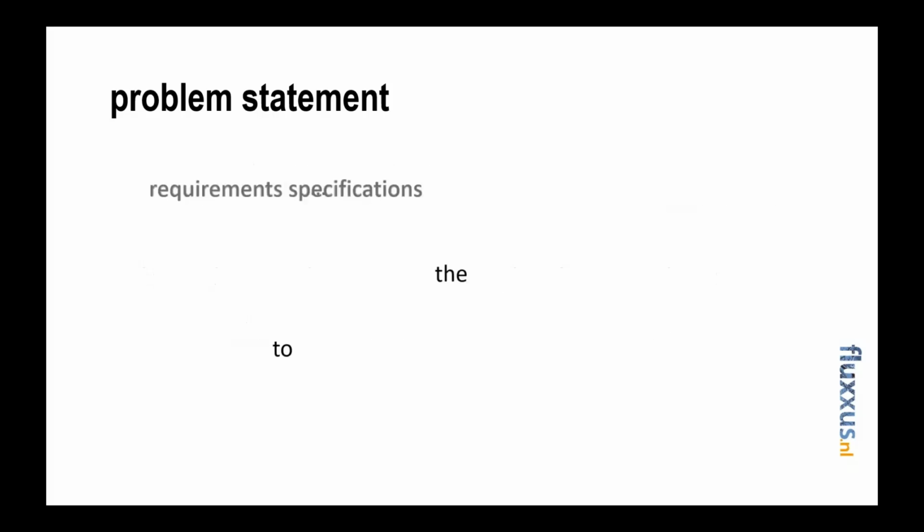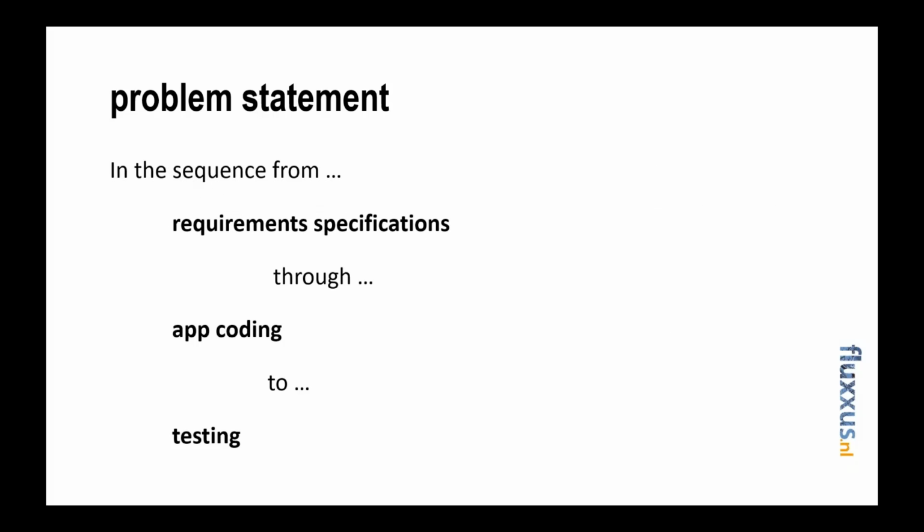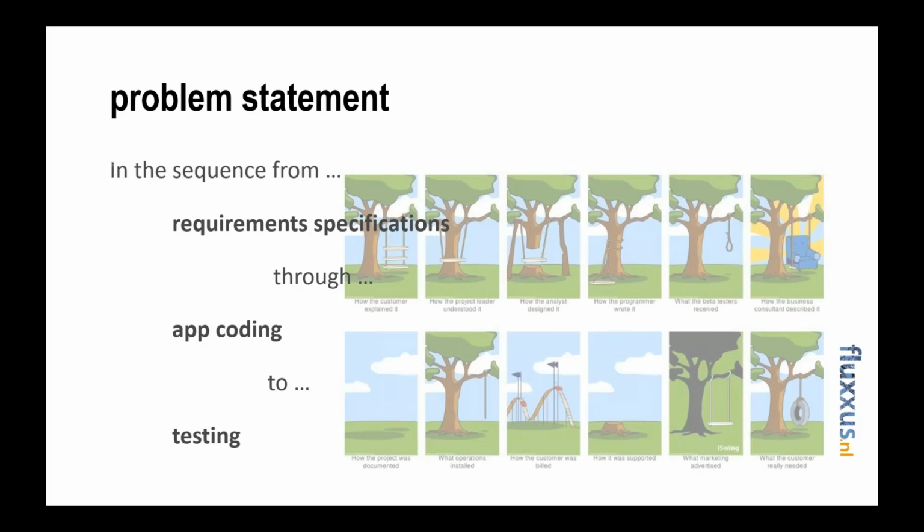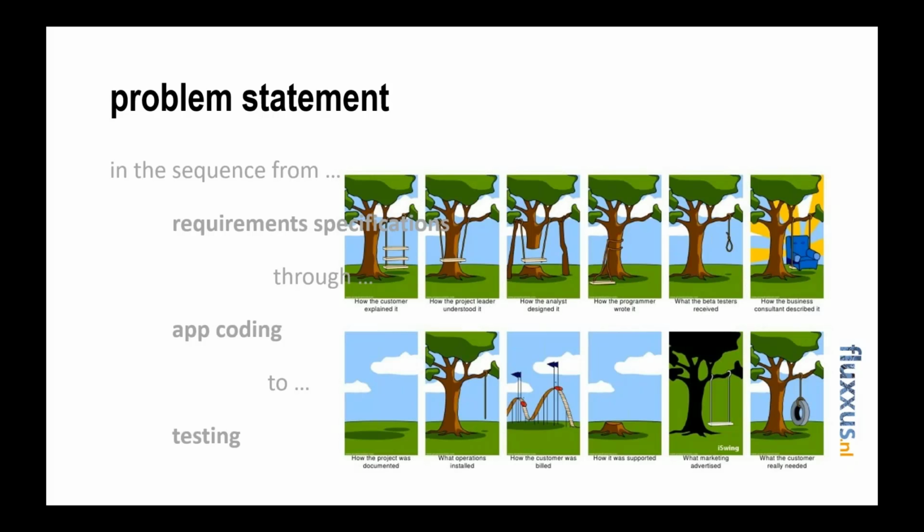So in this sequence, from requirement specifications to app coding to testing, if you take the waterfall way more or less, you start with requirements and then finish, you start with app coding and then finish, you start with testing. This is what typically happens. I think we all know this image or versions of this. And yes, things get lost.